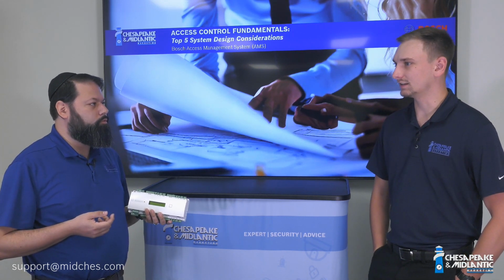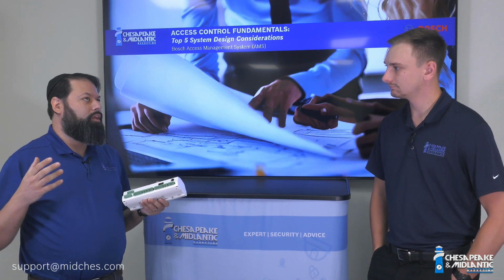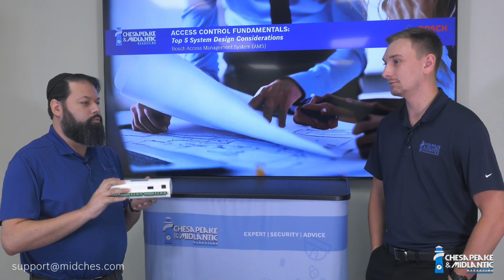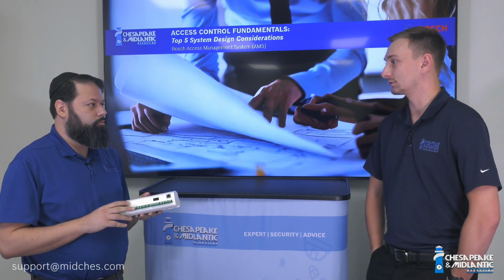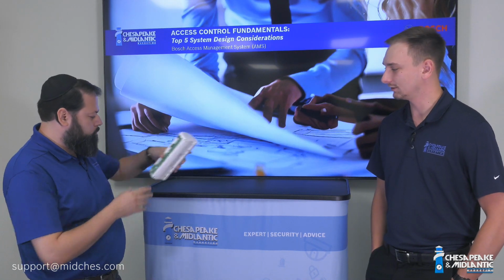So you want to talk about inputs? Inputs are like card readers, anything wired directly to the controller. An input is anything that sends information to the controller. But an output is anything where the controller actually controls something, like a door lock, where there's a request made and the controller sends a signal out to control something out in the field.